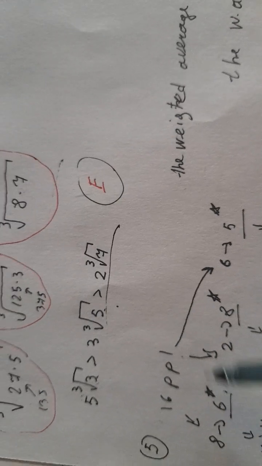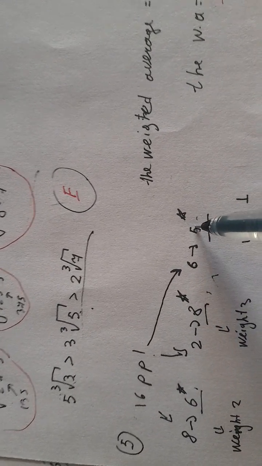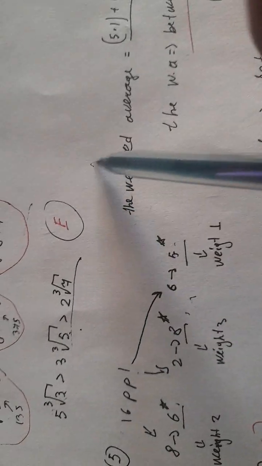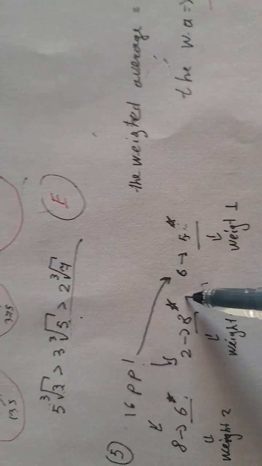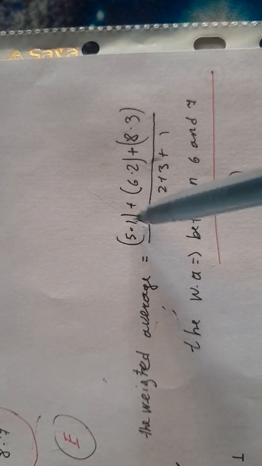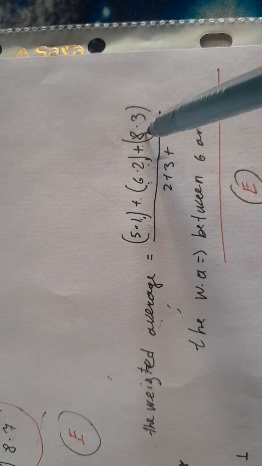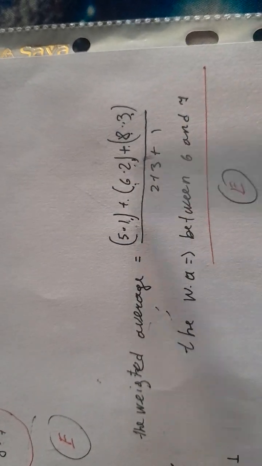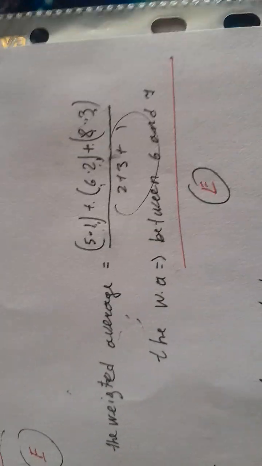There are 16 people, half got 6 points, 1/8 got 8 points, and the remaining got 5 points. So the weighted average: 5 is the least, weight 1, second is 6 with weight 2, and 8 has weight 3. The formula is 5 multiplied by its weight plus 6 multiplied by its weight plus 8 multiplied by its weight, divided by the sum of their weights. So something between 6 and 7. The correct answer is E.